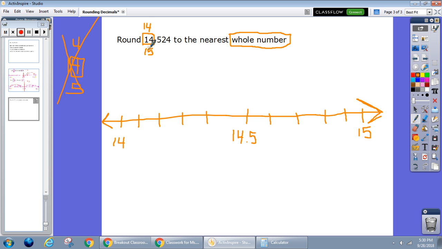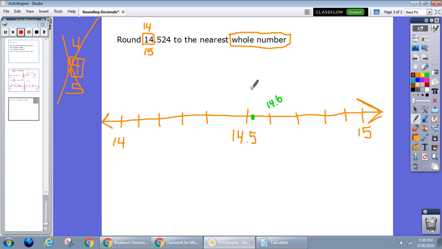All right, so now I have to put my number on this number line. Where would my number go on the number line? Well, 14 and 5/10 is here. It's going to be in between 14 and 5/10 and 14 and 6/10, somewhere around here.